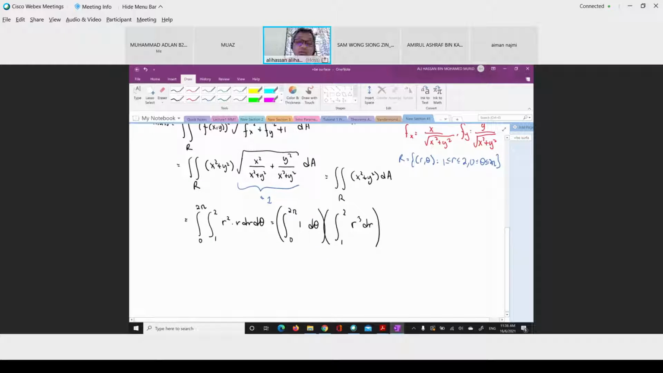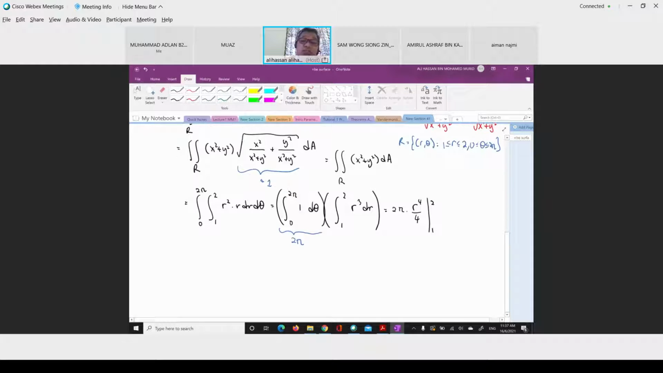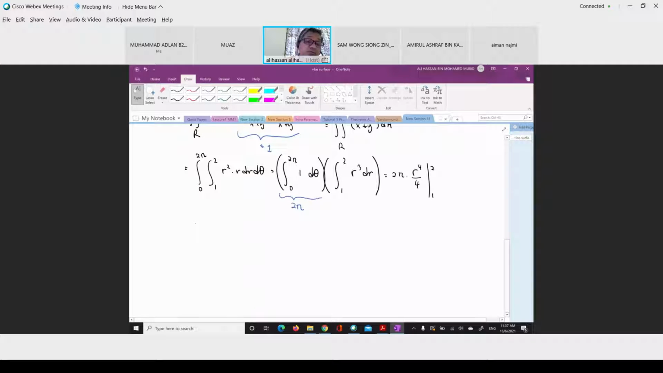The second integral is r to the power of 4 over 4, right? So this is 2 pi times r to the power of 4 over 4, where r is from 1 up to 2. So 2 over 4 is 1 half, so we have pi over 2. Next, we replace the limit, r equal to 2, and then r equal to 1. So this is pi over 2 times 16 minus 1, which is 15 over 2 pi. Okay, unit mass here.